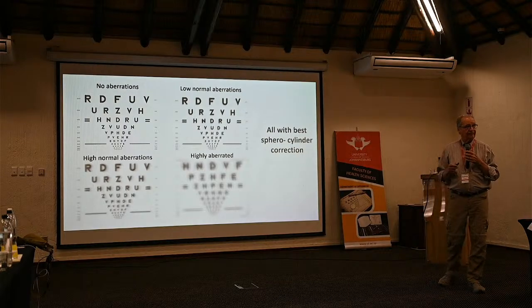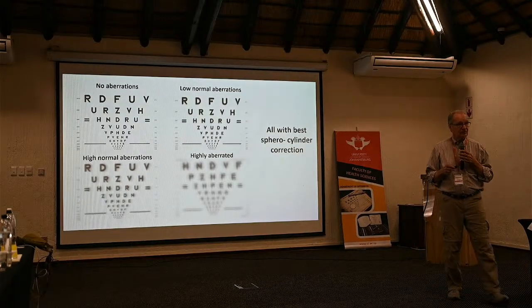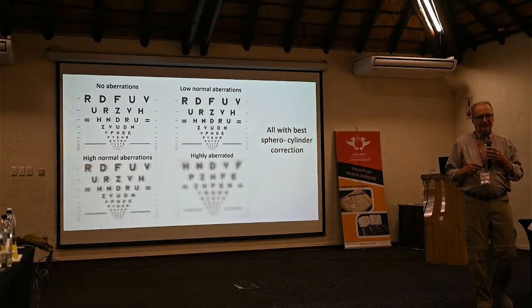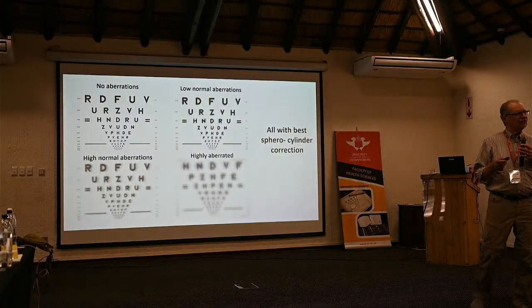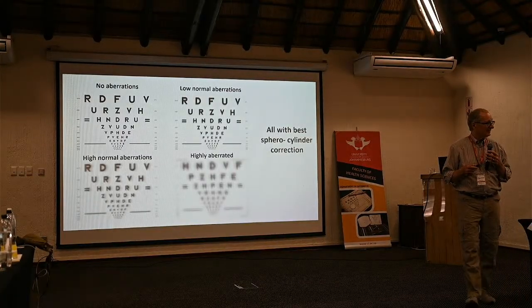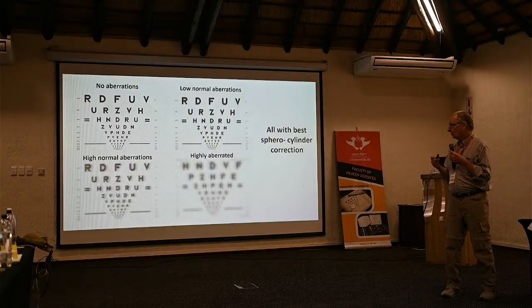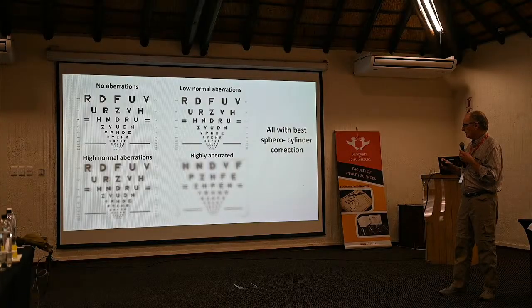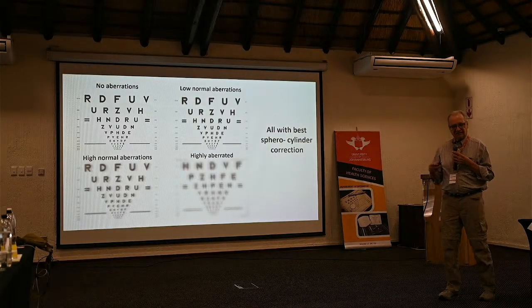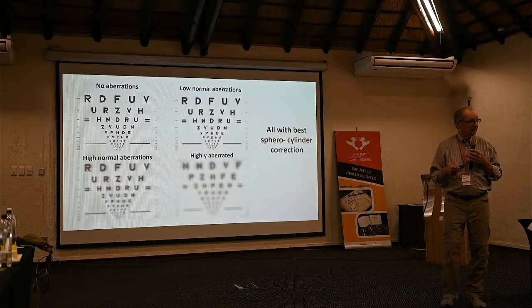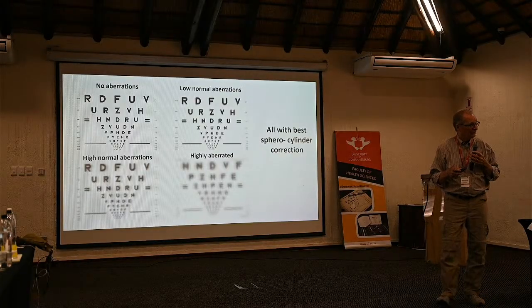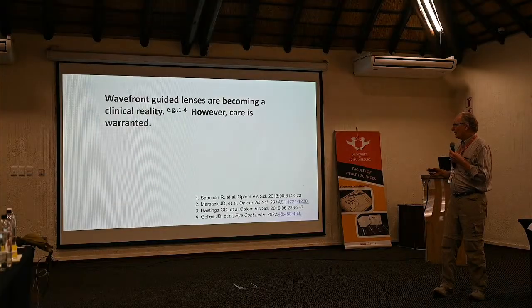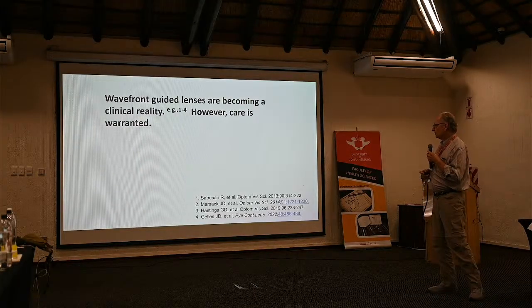And all these eyes have best sphero-cylindrical correction. Right? So we all see a little differently, right? And we all get very used to how we see. So we have a wonderful image processor above that. If the image is stable, we learn how to interpret it. But a better image gives you more information, right?